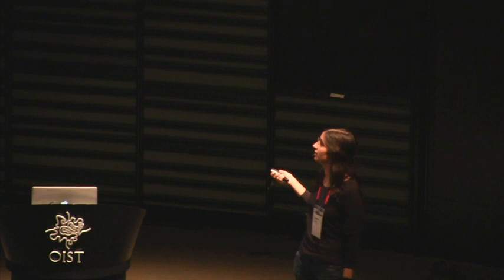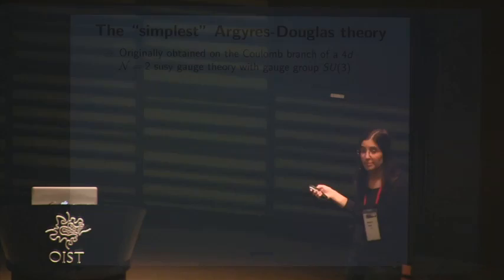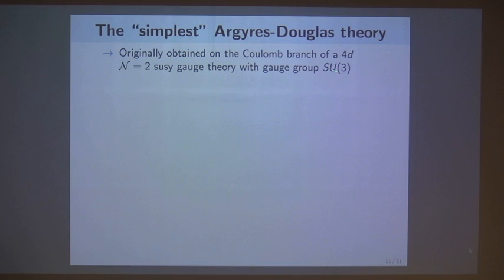So this is exactly the theory J1 described in his talk. So I'm going to quickly review. These theories were originally obtained by Argyres and Douglas on the Coulomb branch of 4D N=2 SUSY gauge theories with gauge group SU(3). They were very recently given an N=1 Lagrangian description, as we heard in J1's talk.